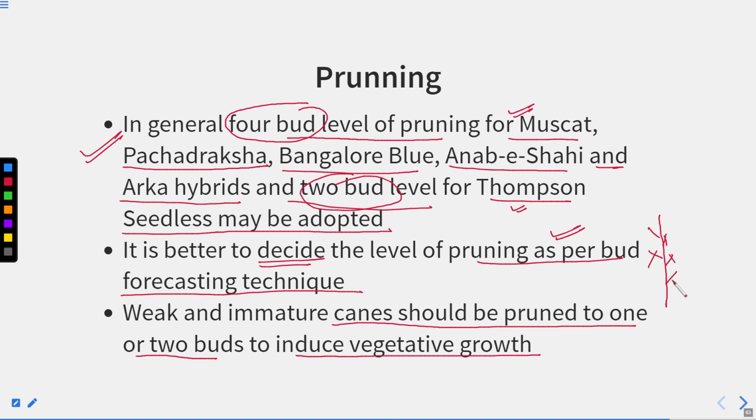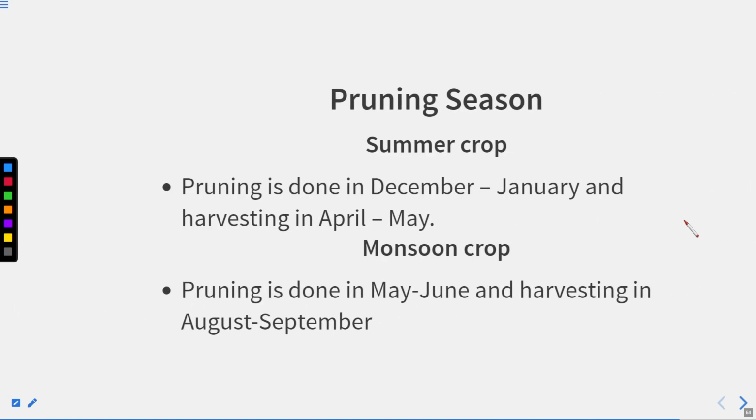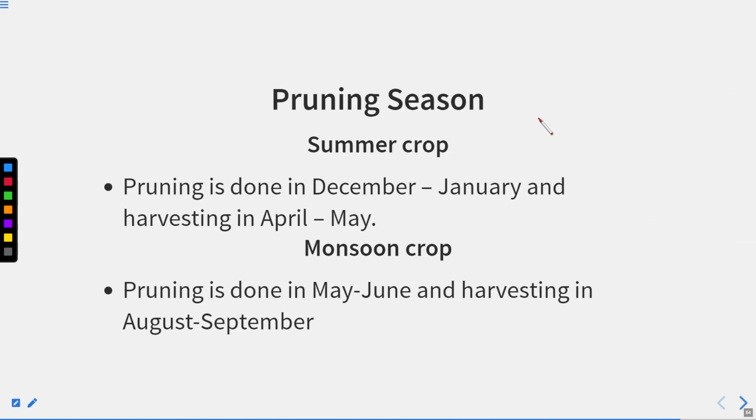You can cut 2-3 branches, and a weak plant could have a weak branch with only 2 secondary or tertiary branches. So these can be done at the time of pruning.